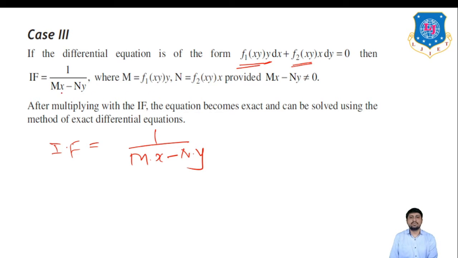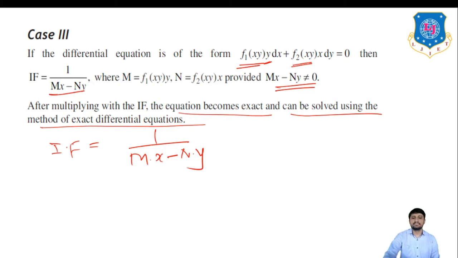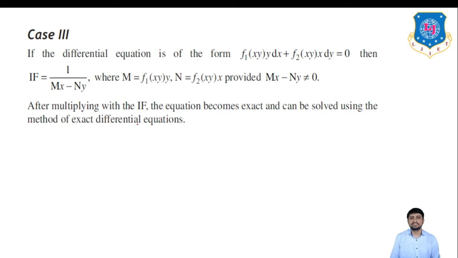Of course, m into x minus n into y must not be equal to 0, only then can we take this integrating factor. After multiplying with the integrating factor, the equation becomes exact and can be solved using the method of exact differential equations. So make sure your differential equation is of this type: function of xy into y dx plus another function of xy into x dy.